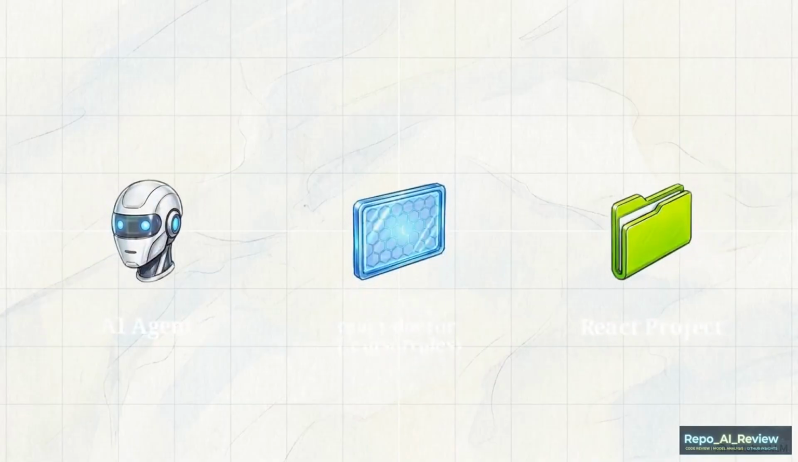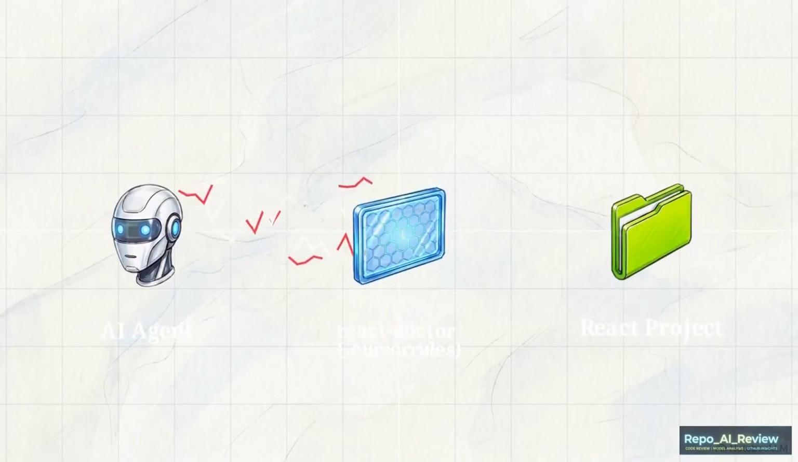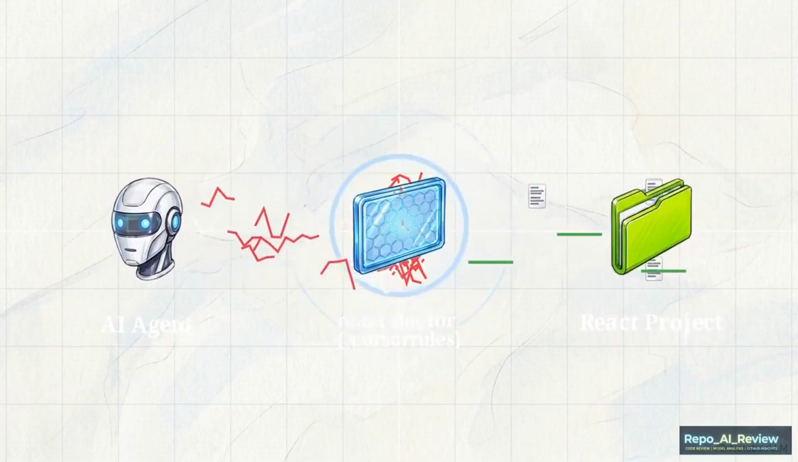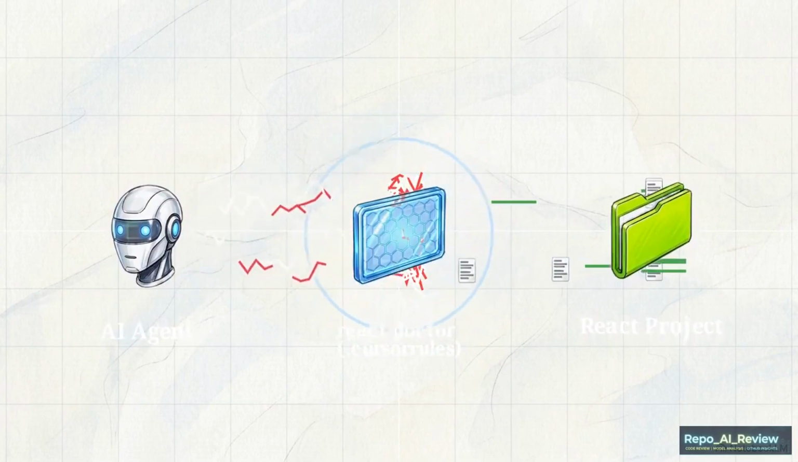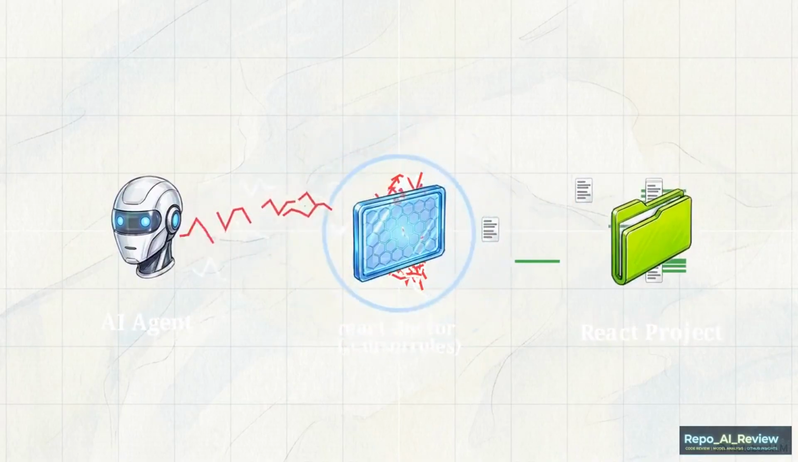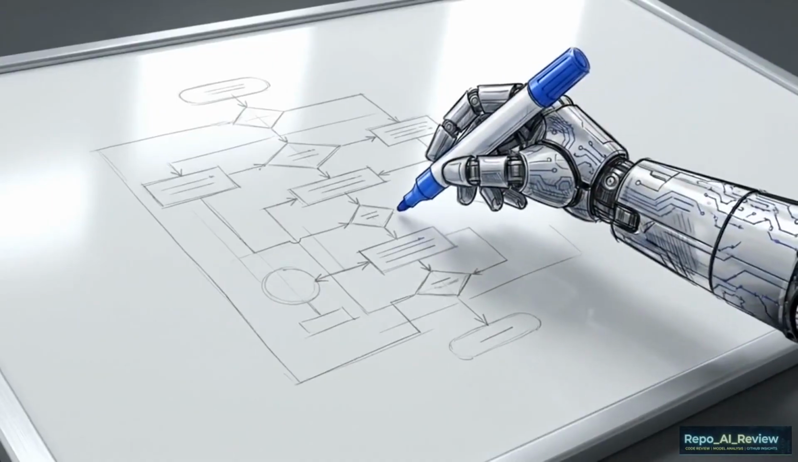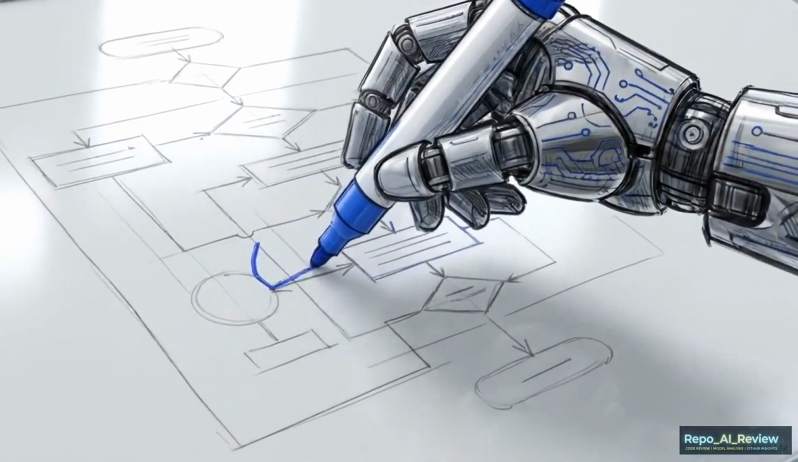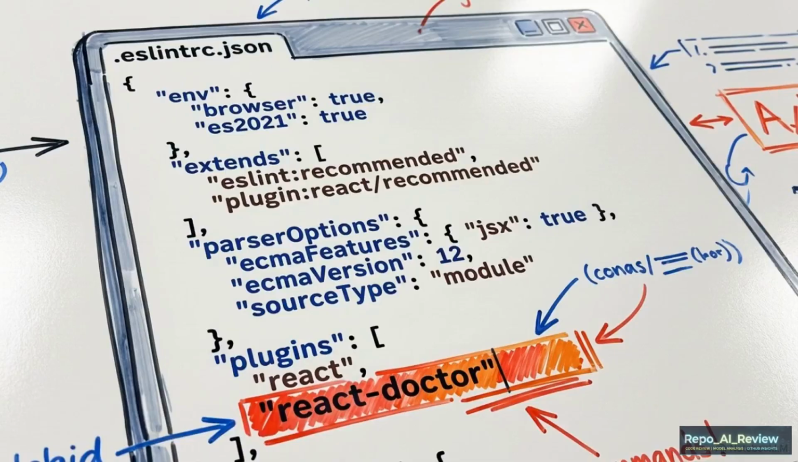Running this command injects .cursorrules and other agent-specific files directly into your project. As this diagram shows, these files act as a filter that the AI must follow when generating new code. By embedding these rules into the workspace, you train the agent to follow React best practices before it ever writes a line of code. For projects that already have established workflows, the tool also operates as a standalone lint plugin.